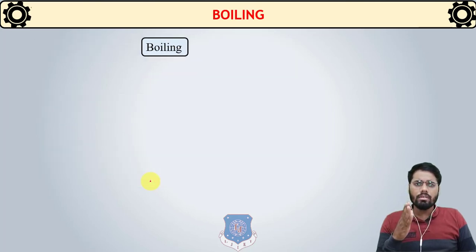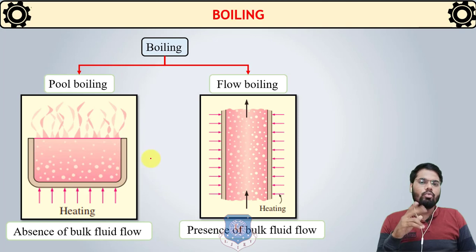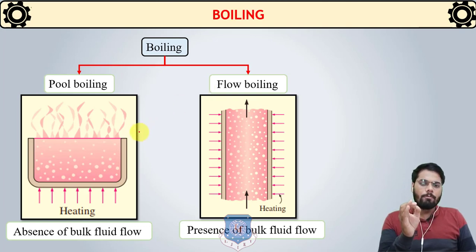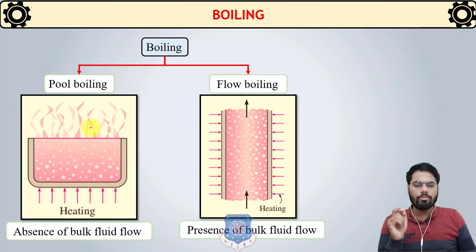Now, boiling is basically classified into two categories. First is pool boiling and second is flow boiling. As you can see from the figure, pool boiling is when there is an absence of bulk fluid motion. When the fluid is stationary and heating is done, then it is known as pool boiling. As you can see in this figure, the water is in a bucket which is at a stage with zero kinetic energy. There is no motion of this fluid, and the boiling in this condition is known as pool boiling.